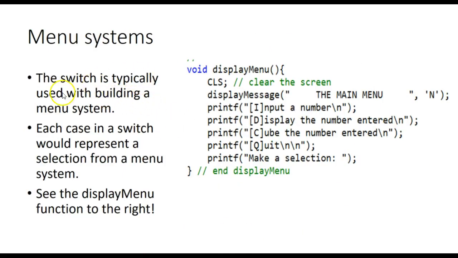Okay, the switch is typically used when you're building a menu system. This would be an example of a program that displayed a menu. The menu would say I, D, C, and Q. Input a number, display the number entered, cube the number entered, or quit. And then in the bottom of the menu, there'll be a place for the user to enter either I, D, C, or Q, or something else. Top of the menu, we're going to display the menu as such.